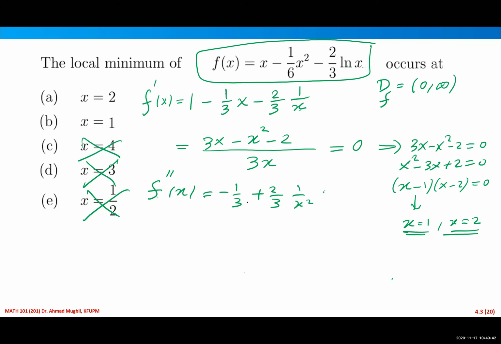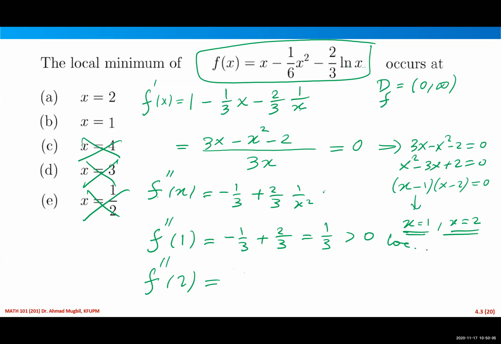Do you remember the second derivative test? We will put x equals 1 and x equals 2 in the second derivative and see. If it is negative, it is a local maximum. If it is positive, it is a local minimum. So let's see what will happen. For x equals 1, you will have negative a third plus 2 over 3, which is a third. It is positive, so here we have a local minimum. Now, if you put x equals 2, you will have a local maximum. Check that. It will be negative 1 over 4. It will be negative, so you have here a local maximum.